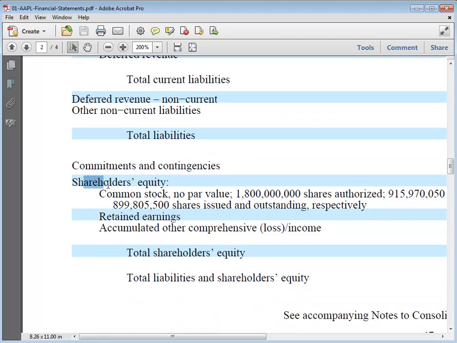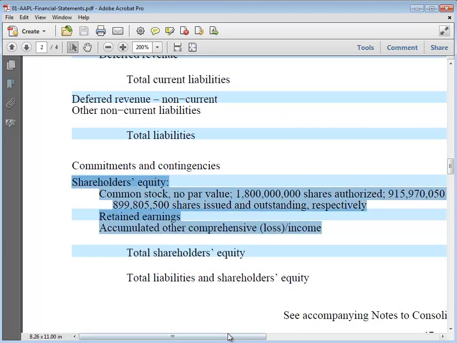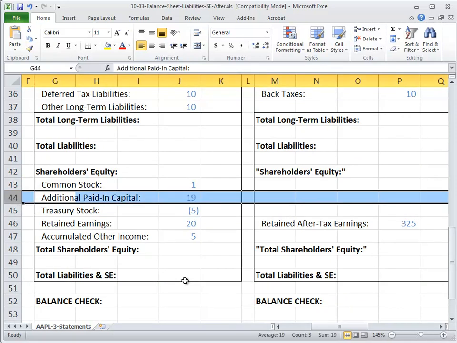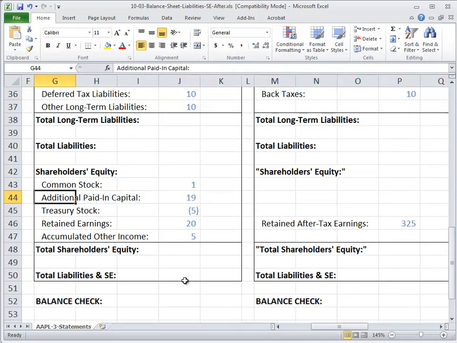Then under shareholders' equity, you see that even here they're missing quite a few items. They have common stock, retained earnings, and then accumulated other comprehensive income. And if we go back to our own balance sheet, you see that they're missing treasury stock, and also this additional paid-in capital line. So since they're missing all those items, I want to stick to our own version instead and then explain some of these items in the context of Apple, but not literally use their exact financial statements.